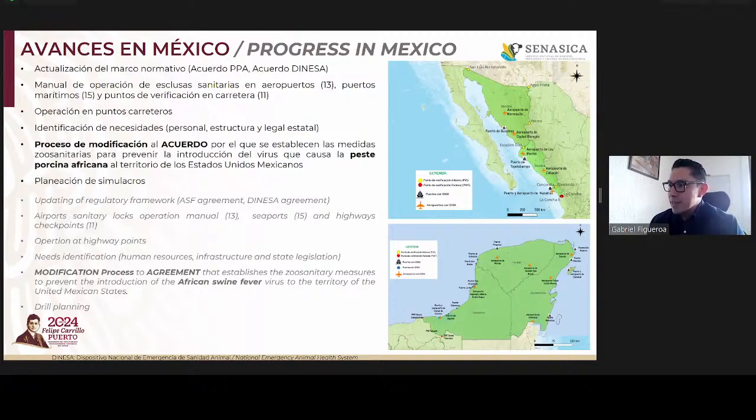And we already have an operating manual for these border locks, which we call sanitary locks, because they operate the same way in which the locks of a vessel work. If water comes in, we immediately have this lock in order to maintain the floatability and safety. And this is something that's already been applied in airports, maritime ports, and inspection points on roads and highways.